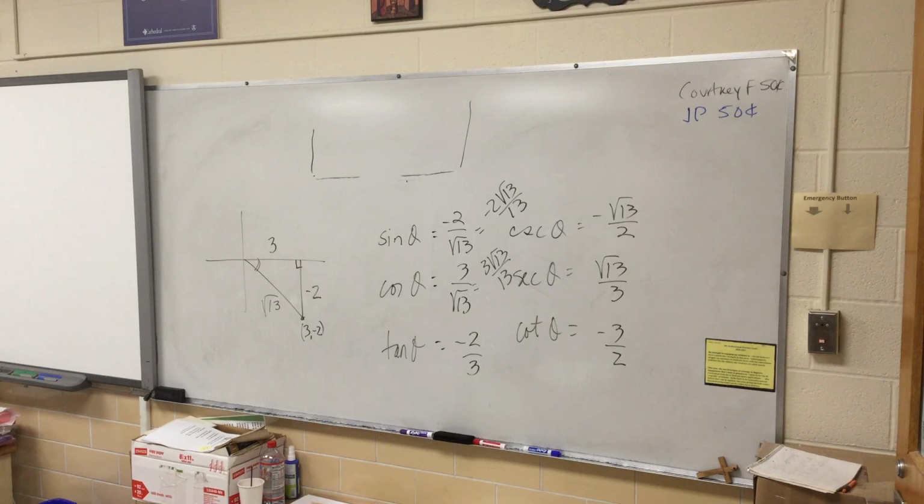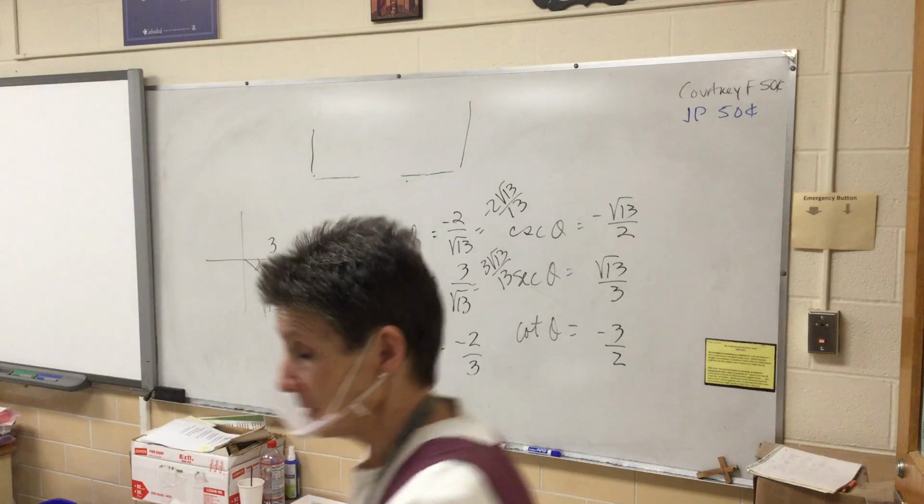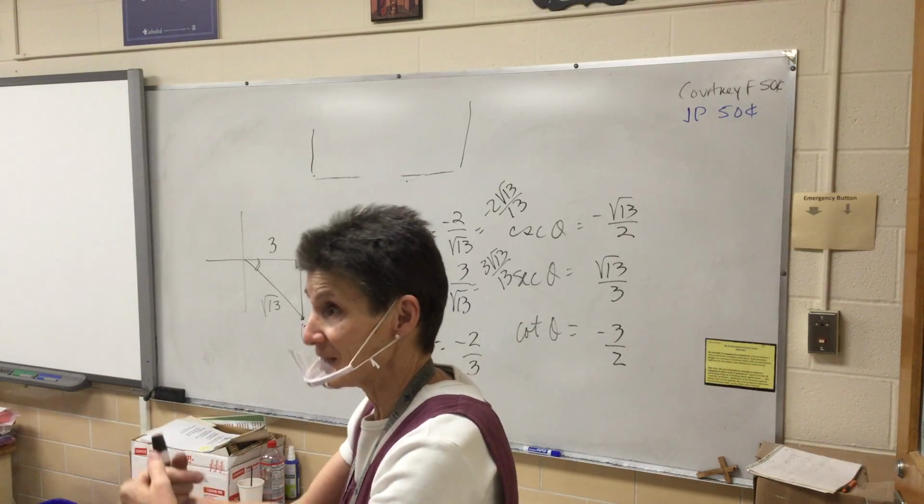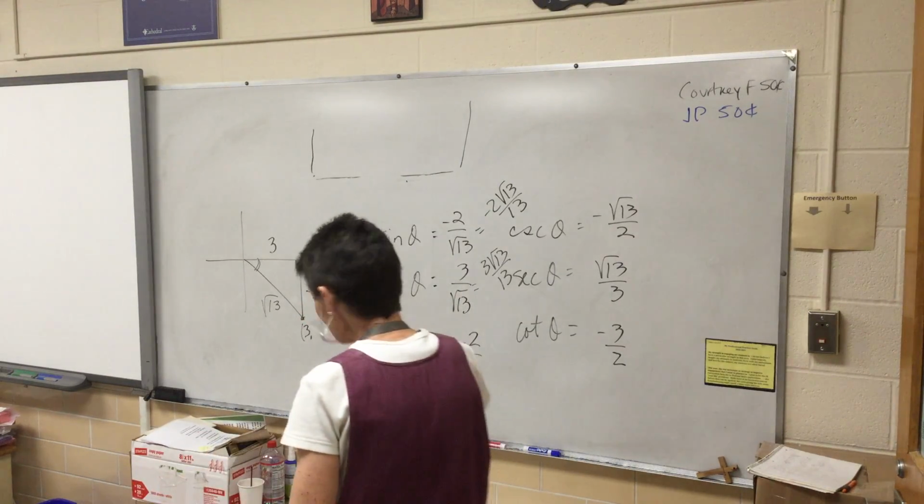Because in quadrant 4, x is positive and y is negative. X is associated with cosine, so if x is positive, cosine is positive, and y is associated with sine. So if y is positive, sine will be positive. Kind of see how that starts to fit together with the pluses and the minuses?